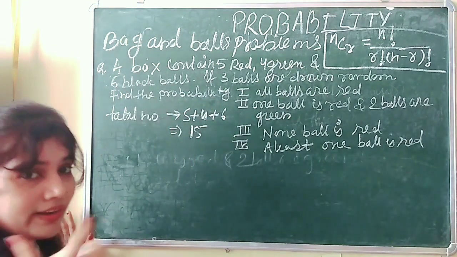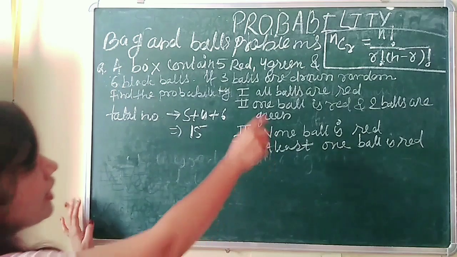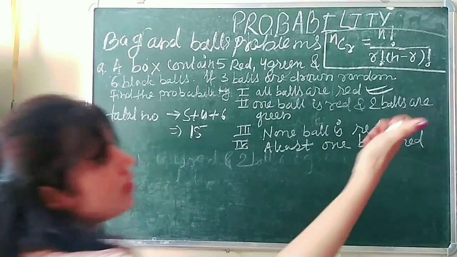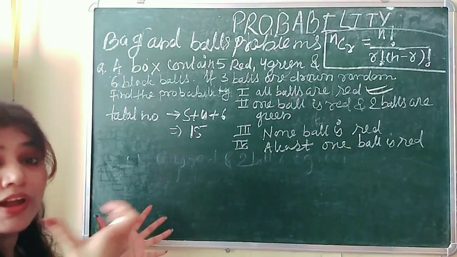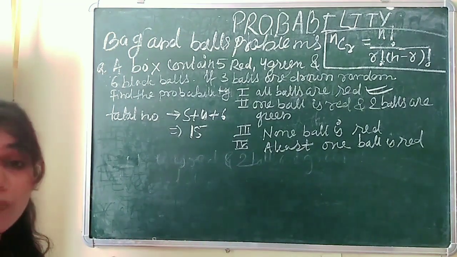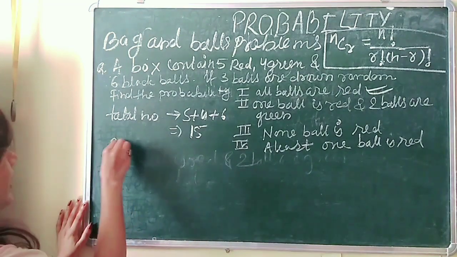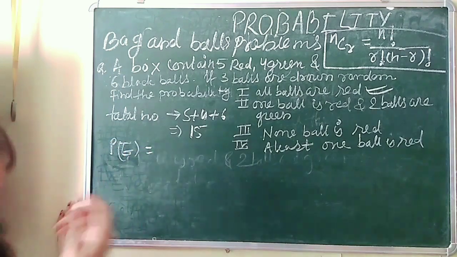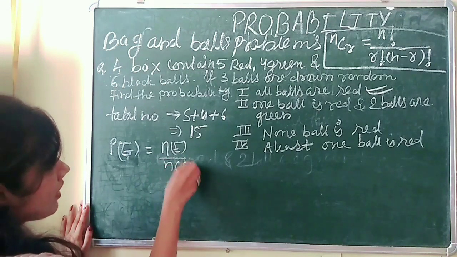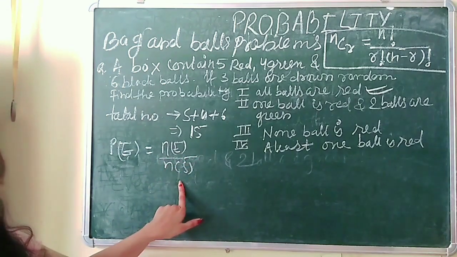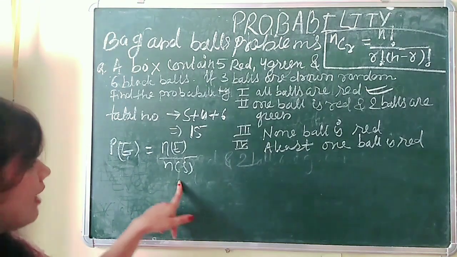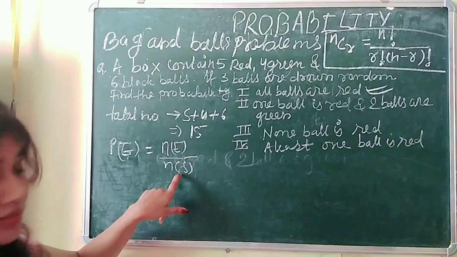Now it is saying that if 3 balls are drawn randomly, find the probability. First, when all drawn balls are red, we have to find the probability. So here again we have to find the probability of an event, that is P(E), and the formula is n(E) upon n(S), where n(S) is the total number of possible outcomes. And what is the total number of possible outcomes?